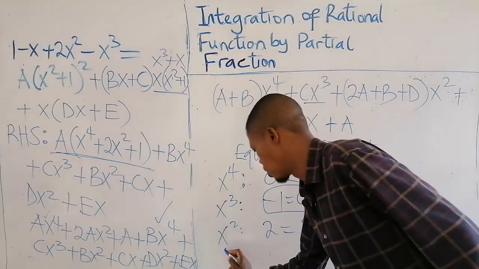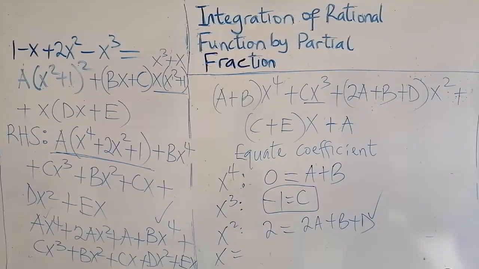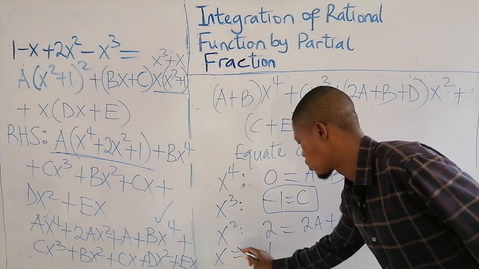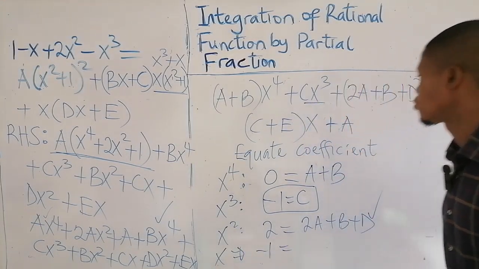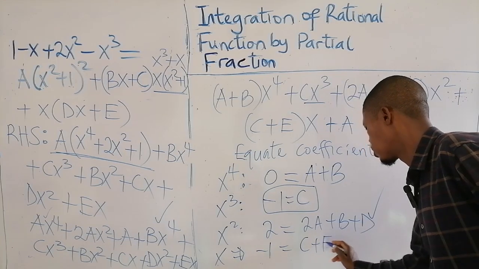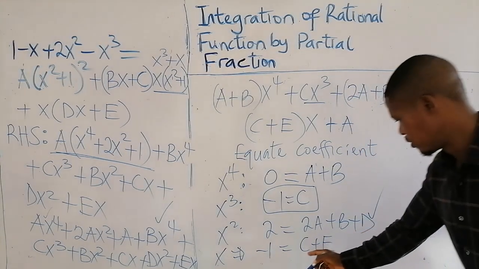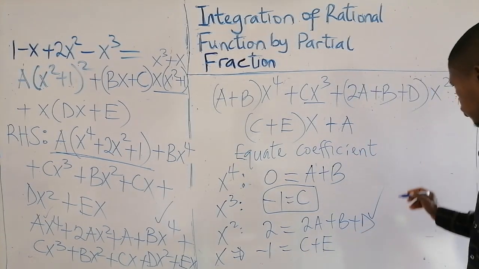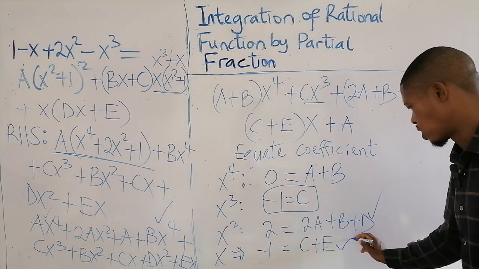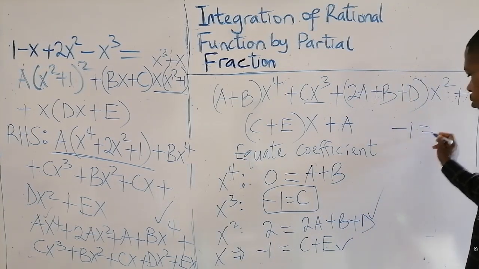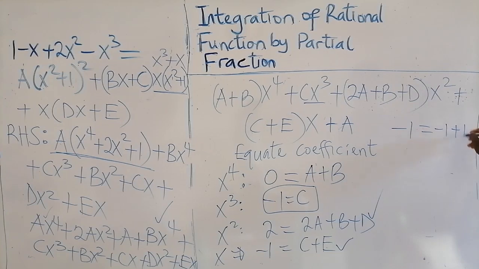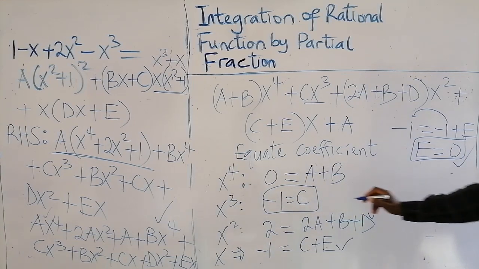Then the coefficient of x on the left, we have minus 1. We have minus 1 equal to c plus what? C plus e. So we can quickly work on this. We know the value of c, so that will be equal to what? This equation, we can work on that. Minus 1 equal to c, which is minus 1, plus what? Plus e. So e is equal to what? E is equal to 0 if you move this one to the other side. So we've gotten two values.